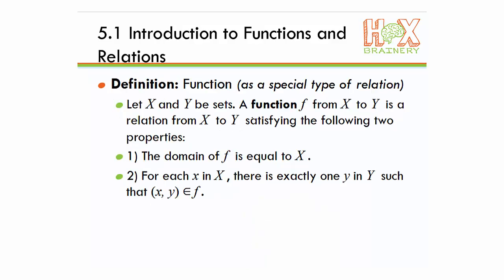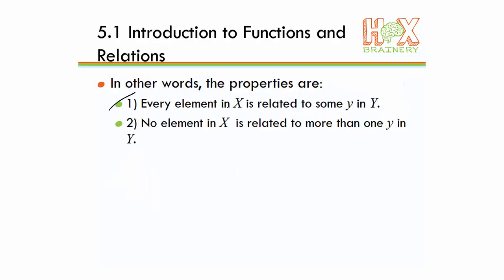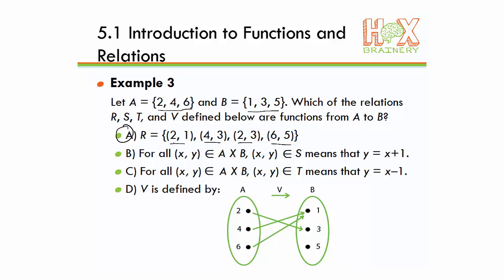So as a reminder, for a relation to be a function, these 2 conditions have to be met. The domain of the function is equal to set X, and for each x in X, there's exactly one y in Y such that the ordered pair (x, y) is in the function. Or it might be easier to think of it this way. Every element in X is related to some y in set Y, and no element in X is related to more than one y in set Y. So for part A, relation R is not going to be a function because of this 2 here. Okay, so R is not a function.